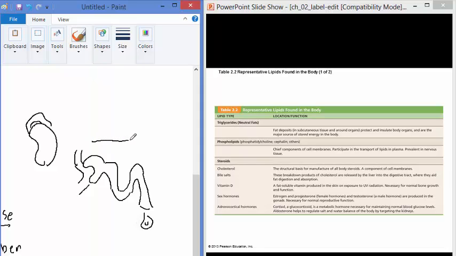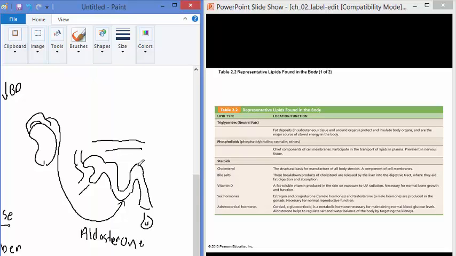So aldosterone, it will stimulate. If you get a drop in blood pressure, it'll cause a chain of events which will cause the release of aldosterone from your adrenal glands. It's aldosterone, and it will stimulate, I'm sorry, sodium to go from your kidney tubes to your blood. This Na plus is sodium. So it causes sodium to go from your kidney tubes to your blood.